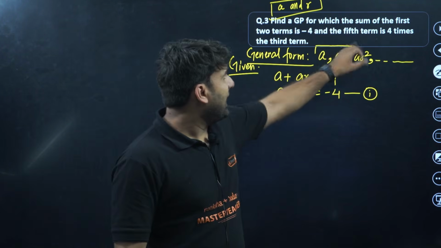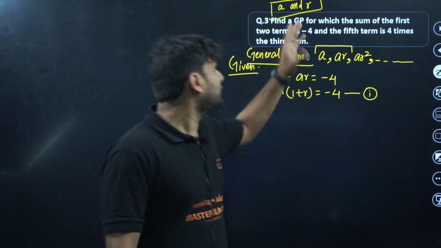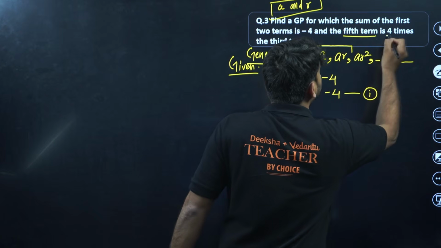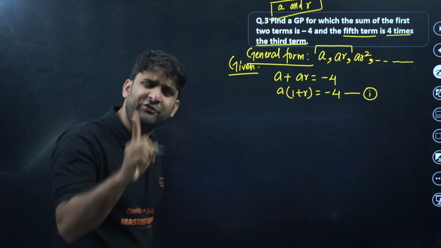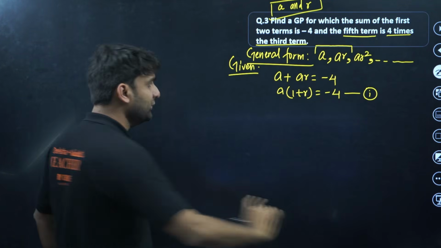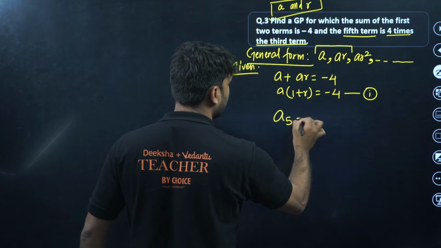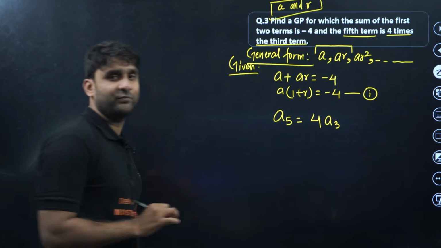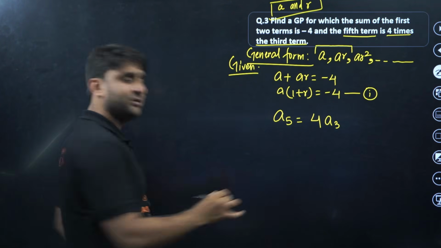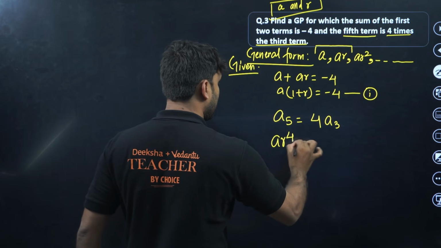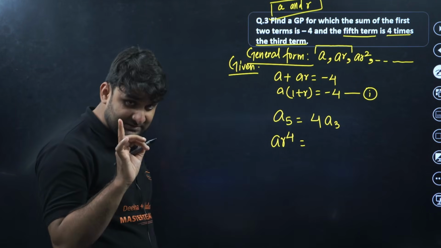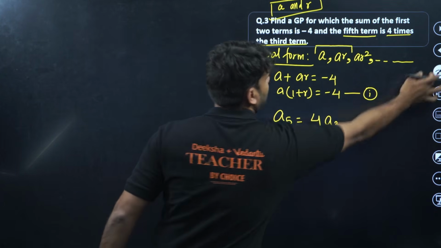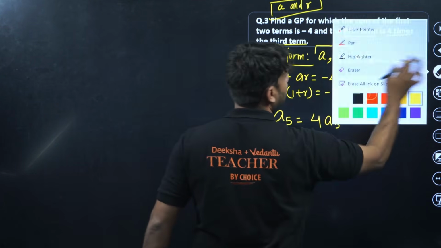Okay, and the fifth term is 4 times the third term. Wow. Read the question carefully, guys. The fifth term is 4 times the third term. So the fifth term is 4 times what, guys? The third term. A5 equals 4 A3. Clear everyone? Now for the fifth term, the formula will look like A R to the power 4, one less. And for the third term, the formula will look like A, what guys?